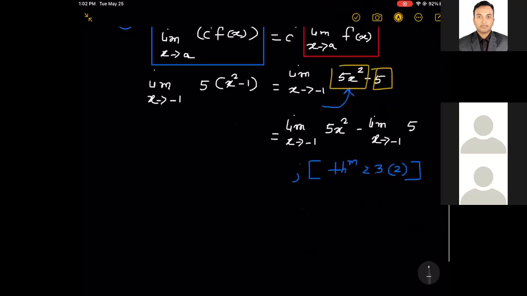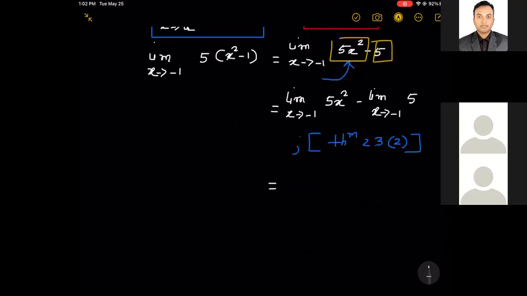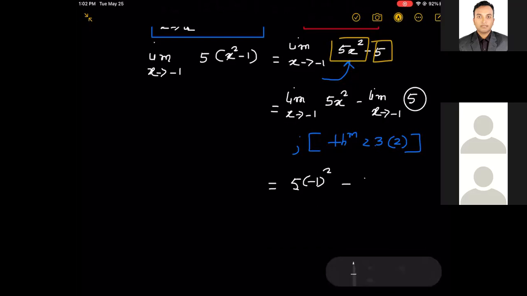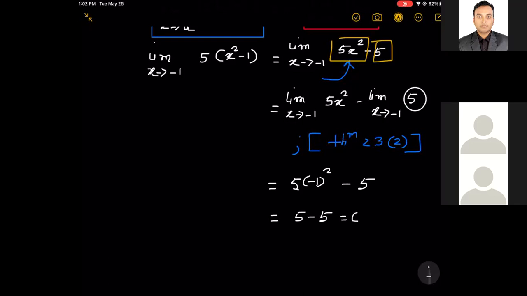Now let's do that. Since it's keeping our function defined, we can actually plug in -1 here. So 5 times -1 squared. And since there is no x here, wherever we are approaching doesn't matter. It will actually give us 5 always. So this will be 5 minus 5, which is 0. So that's the left-hand side.